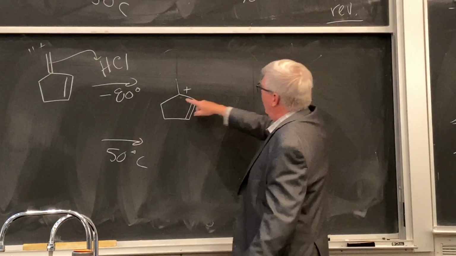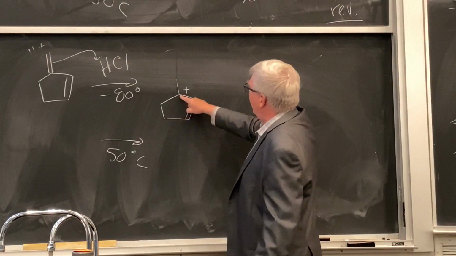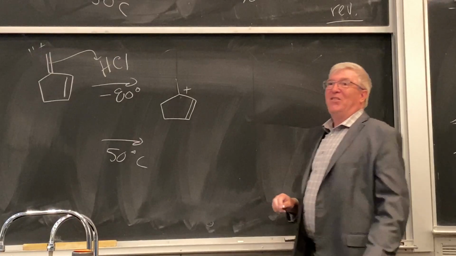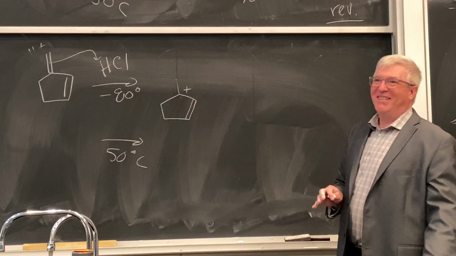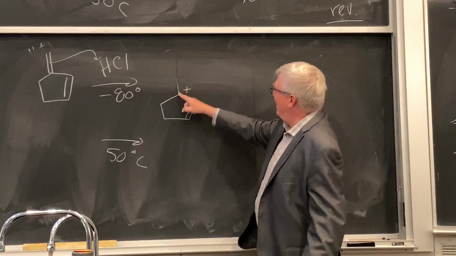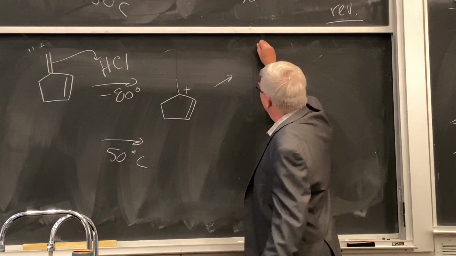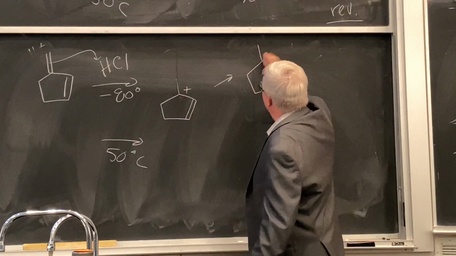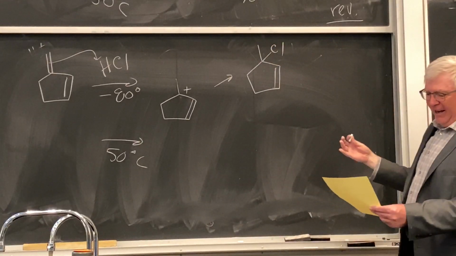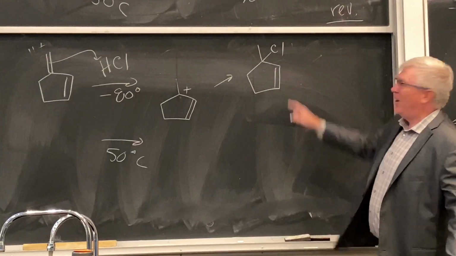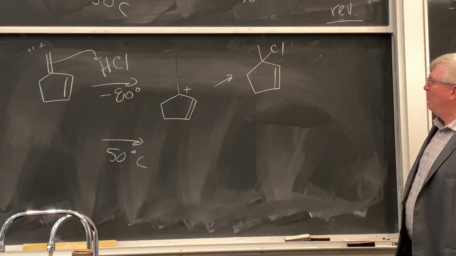So at low temperature, where are we going to attack? Secondary or tertiary? Okay, so most of the time you can rely on low temperature is going to be 1,2. Okay, and here it is. Here's the 1, here's the 2. So what's our product here in this case? Yep, that's the product. It's 85% this product, okay, at low temperature.